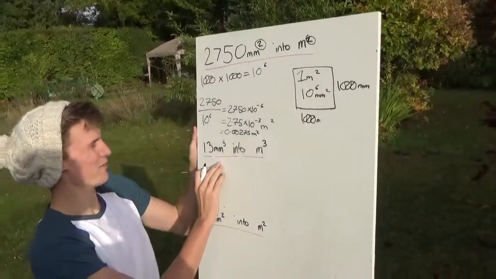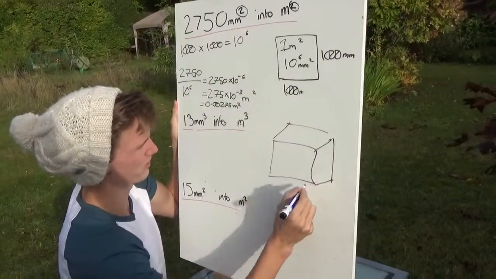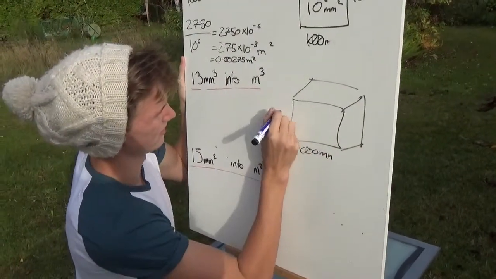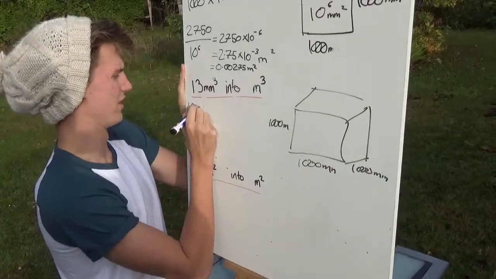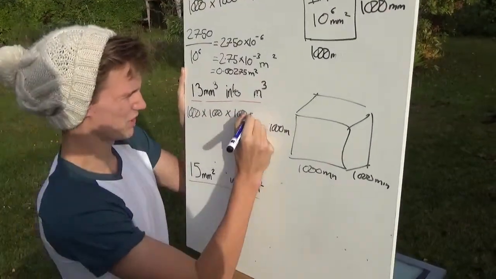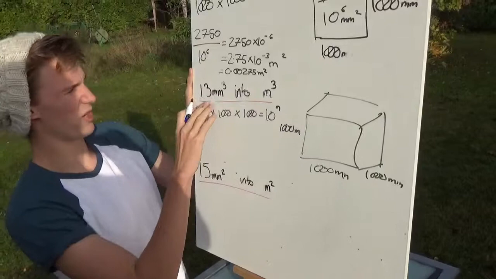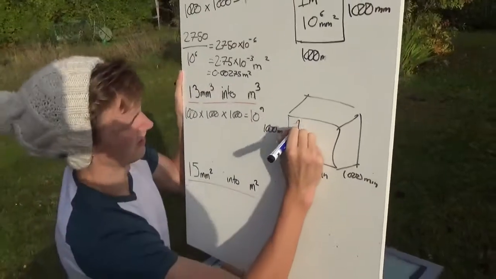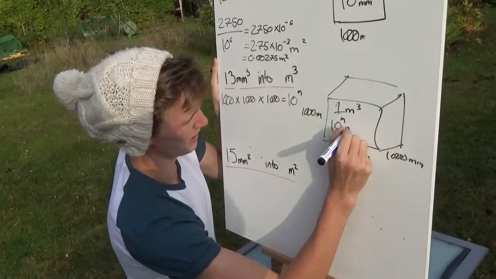So it's millimeters cubed to meters cubed, so we know we're going to have to draw a three-dimensional Picasso drawing, which looks like a house. So it's 1,000 millimeters by 1,000 millimeters by 1,000 millimeters. We do 1,000 times 1,000 times 1,000, which gives us a 1 followed by 9 zeros, so 10 to the 9. We know we're going to be getting smaller again because we're going from millimeters cubed to meters cubed. 1 meter cubed is how many millimeters cubed? 10 to the 9 millimeters cubed.